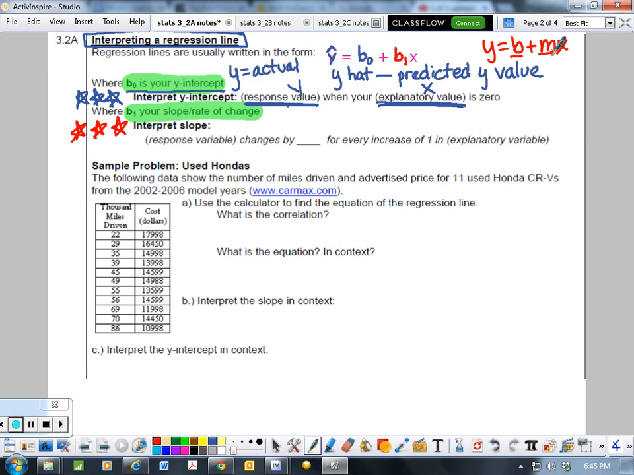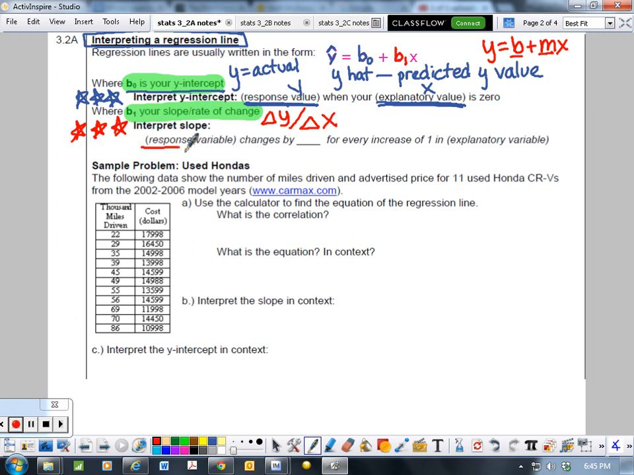Now our slope, remember the slope formula was y2 minus y1 over x2 minus x1. So when we're looking at it, we're looking at how the y's change over how the x's change. And triangle just means change. So what's the difference in the y's? How do they change? What's the difference in the x's? How do they change? We actually use that to help us interpret.